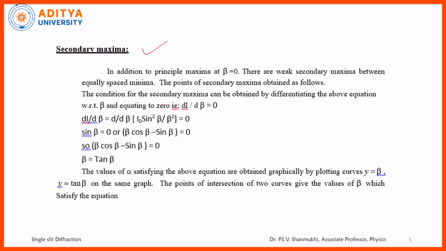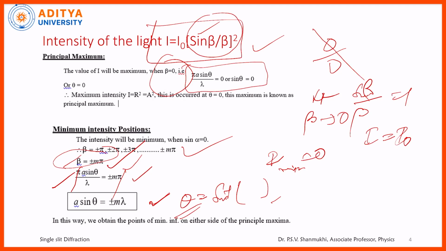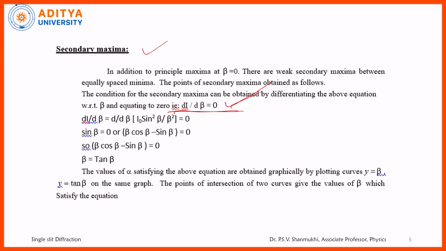Actually, at the maximum intensity, I is maximum means I is constant. If I is maximum, dI/dβ must be equal to 0. Whether it is maximum or minimum, that is constant, then dI/dβ should be 0. What is dI/dβ? Already we know I is I0 (sin β/β) whole squared, or I0 sin²β/β². Just differentiate this using the formula for u/v type, and automatically you should get dI/dβ must be 0.